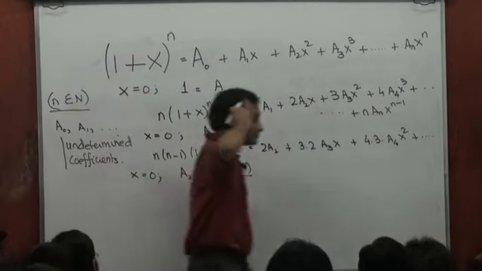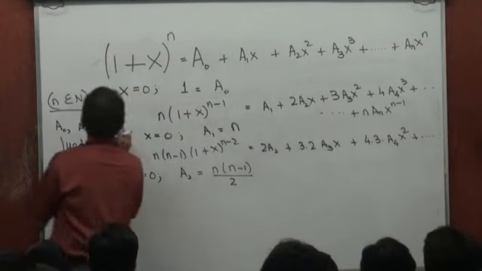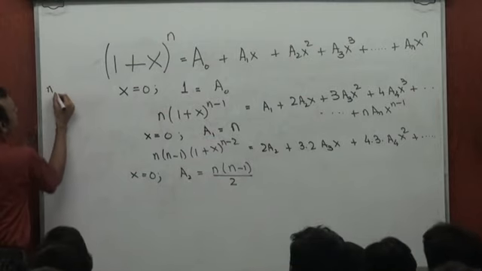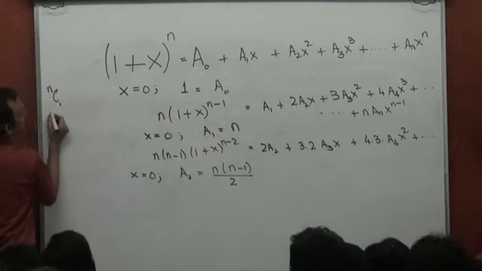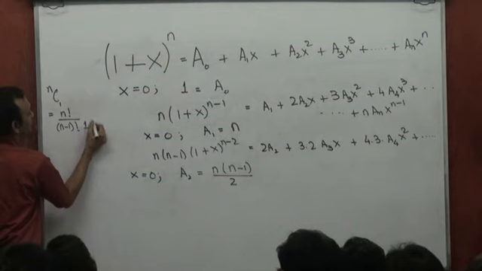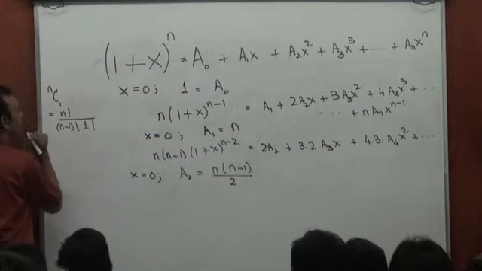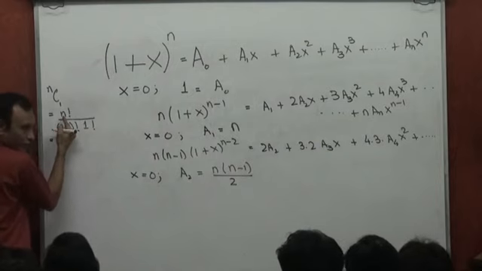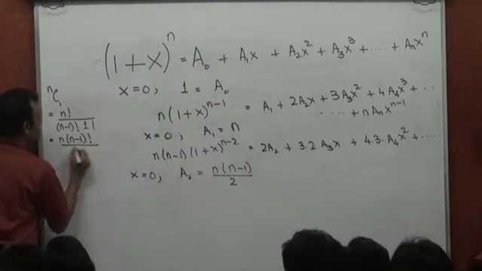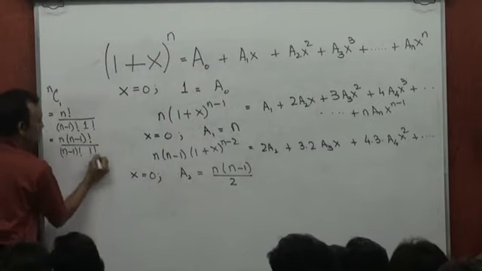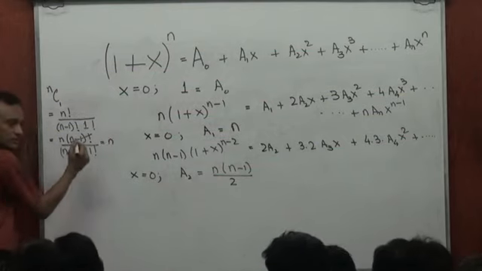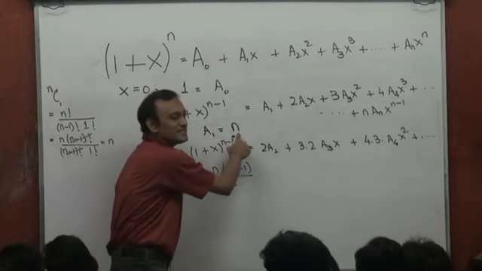Now, realize one thing: nC1 is going to be n factorial by n minus 1 factorial into 1 factorial. The numerator n factorial could be written as n into n minus 1 factorial, divided by n minus 1 factorial into 1 factorial, which is n. Yes or no? I hope all of you understand this. So this n actually is nC1. It's actually nC1.